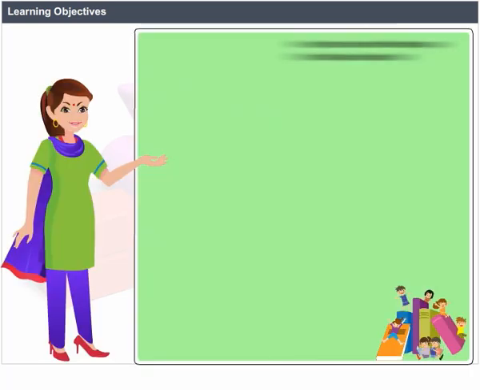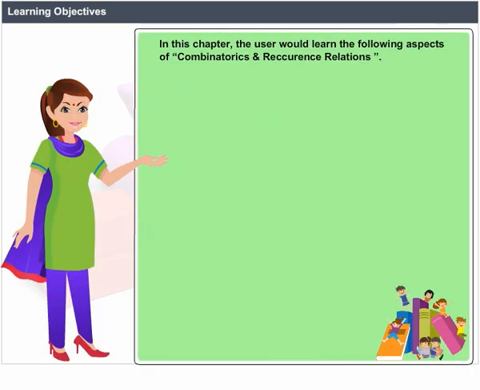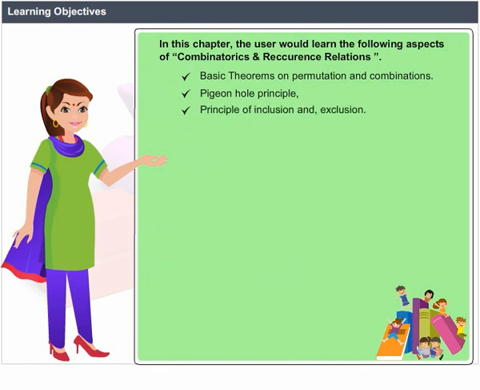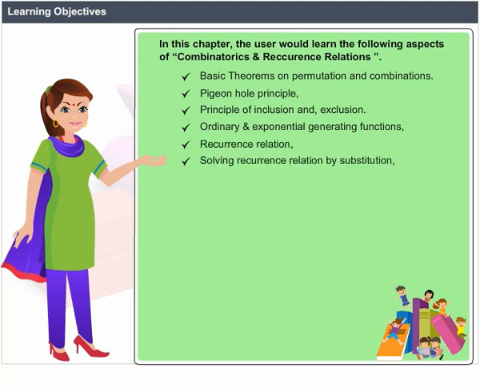Learning objectives. In this chapter, the user will learn the following aspects of combinatorics and recurrence relations: basic theorems on permutation and combination, pigeonhole principle, principle of inclusion and exclusion, ordinary and exponential generating function, recurrence relation, solving recurrence relation by substitution, solving recurrence relation by conversion to linear recurrence relation.